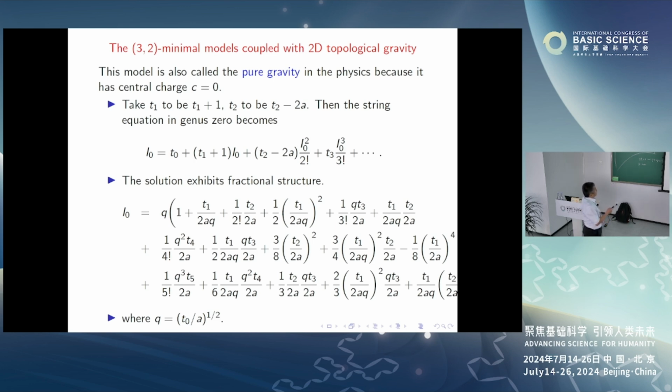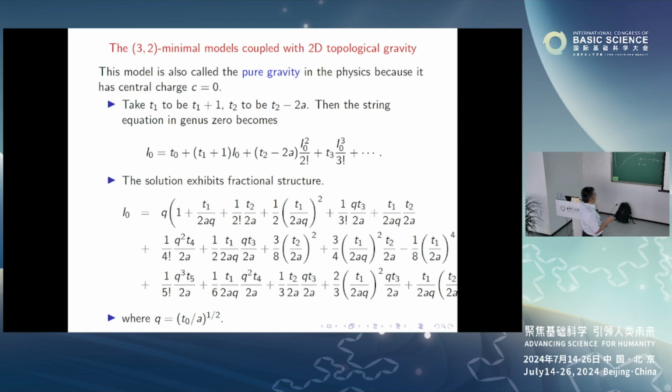So the 3-2 minimum model coupled with topological gravity is called pure gravity in the physics literature, because it has central charge 0. The central charge is actually a dimension of a certain fictitious space in which there is a geometrical approach called Liouville quantum theory. So the dimension is 0, that means there is no space. And Witten considered a central charge of -2, so it's a fictitious dimension of -2.